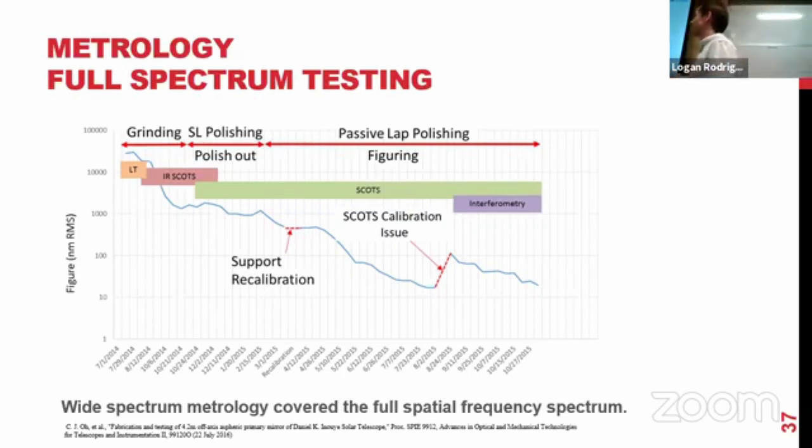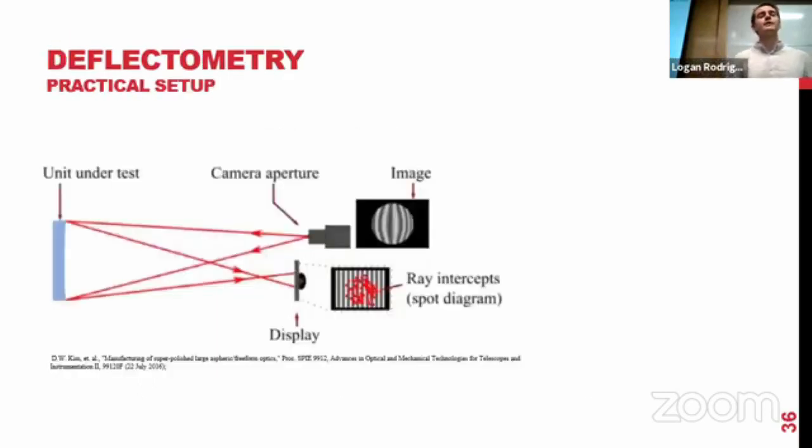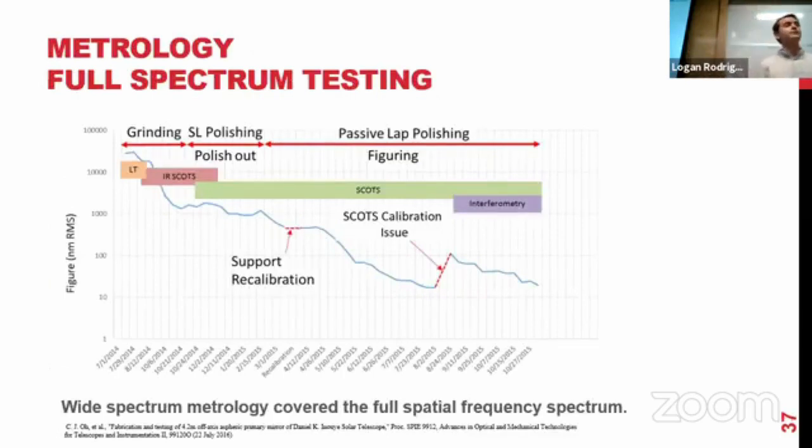We are testing it with something referred to as LT, that stands for laser tracker, and additionally IR SCOTS. That's what I want to highlight. IR SCOTS refers to infrared SCOTS system, which is infrared deflectometry. You can see as well that in that infrared SCOTS phase, because in grinding, again, we can really quickly go towards the shape we want. And infrared deflectometry allows us to test this really rough surface quickly and accurately. So it makes for a very efficient fabrication cycle.